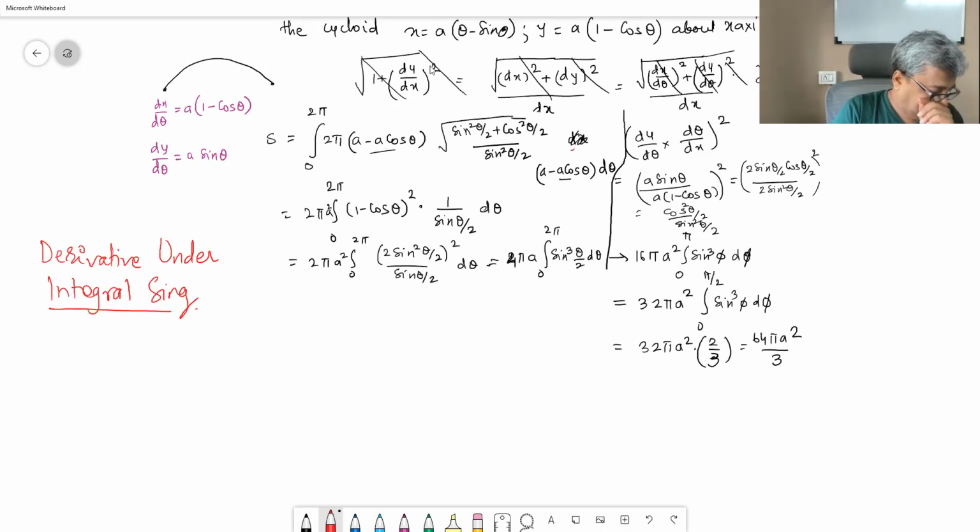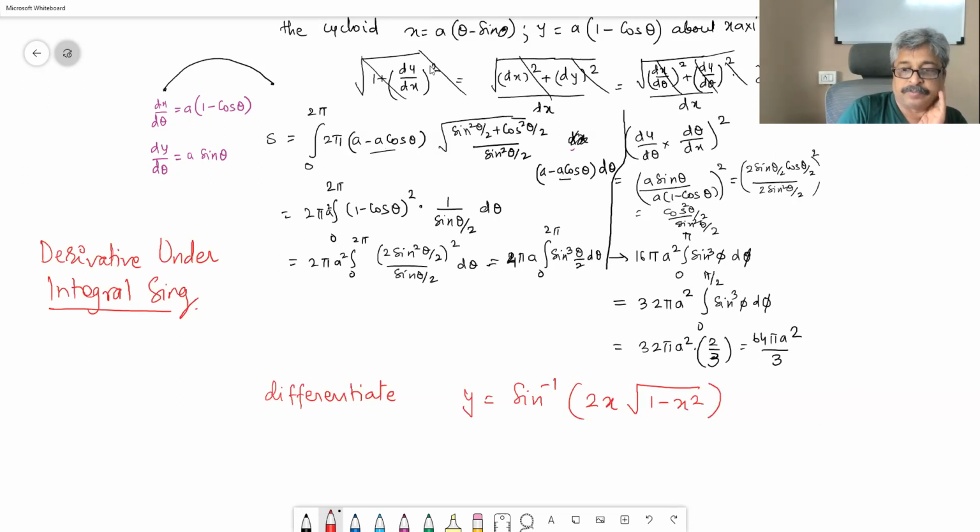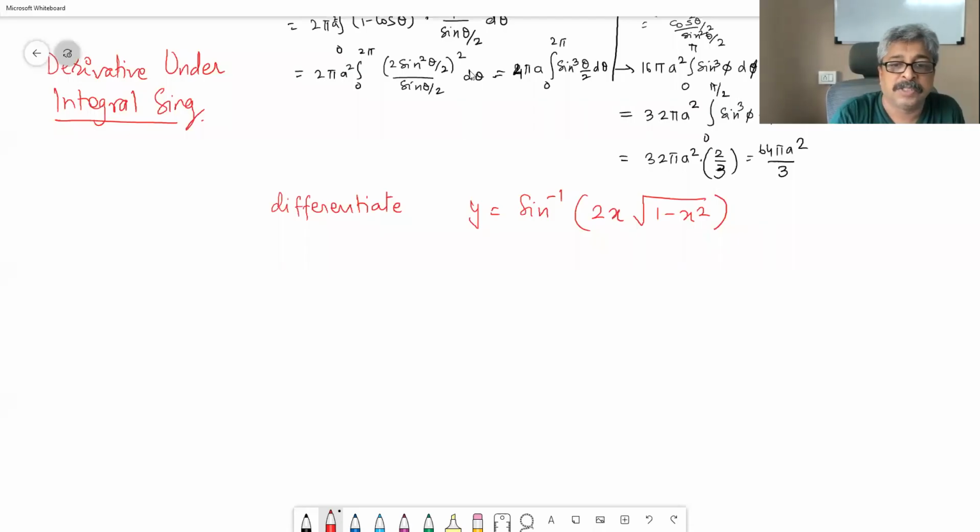If I ask you to find out derivative, differentiate y is equal to sin inverse 2x radical 1 minus x square. Differentiate this and tell me what is derivative. Yes, y dash is equal to plus or minus 2 upon radical 1 minus x square by chain rule.